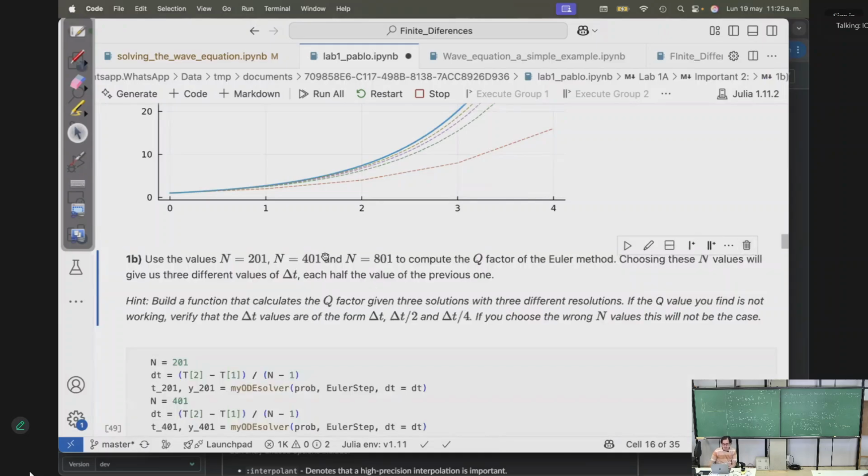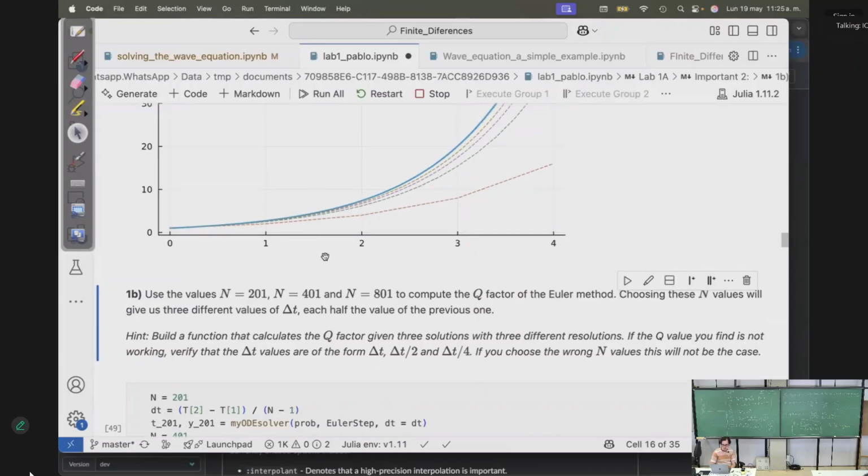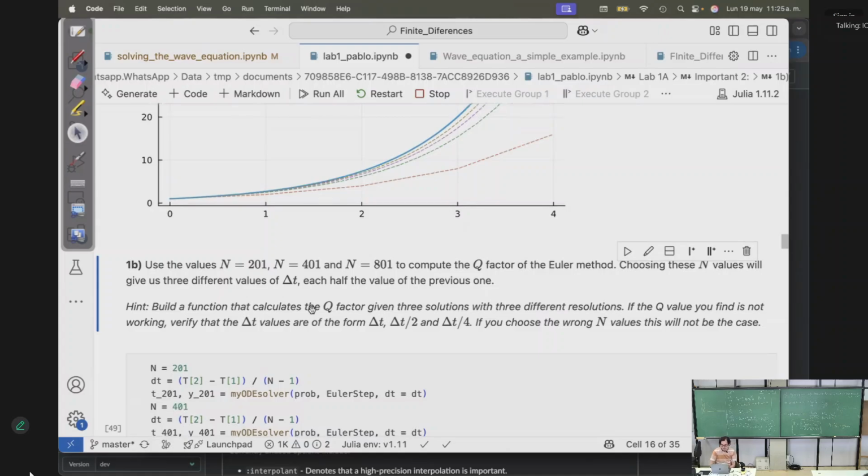Later on, and this is very important, we want to calculate the Q factor of the Euler method. If you recall, when you have to calculate the Q factor, you need 3 values of delta t, each one half the value of the previous one, right? So we do a quotient between the difference of each values of delta t, and this should give us the convergence order of the method.